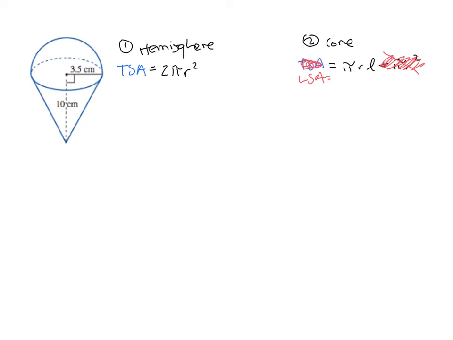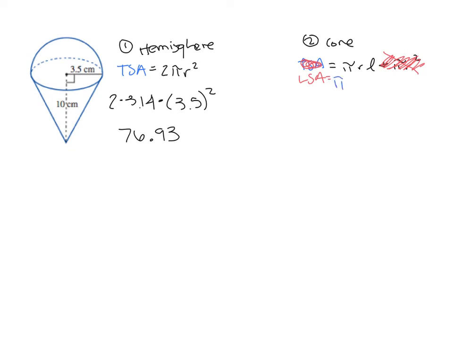So let us solve this problem. 2 pi r squared. So we're going to use 3.14 again for pi. So you got 2 times 3.14 times the radius is given to us as 3.5, and we need to square it. So 2 times 3.14 times 3.5 squared is 76.93.